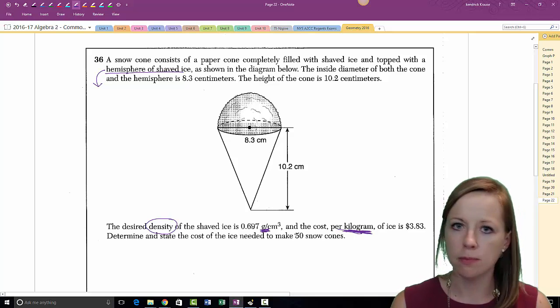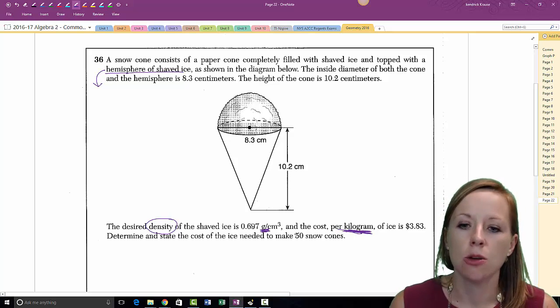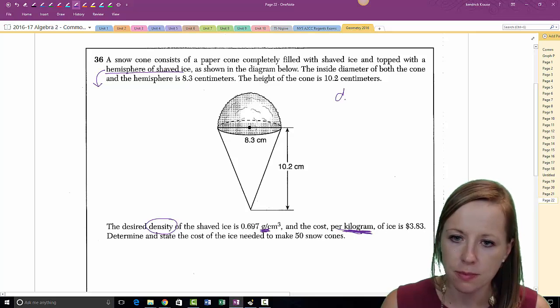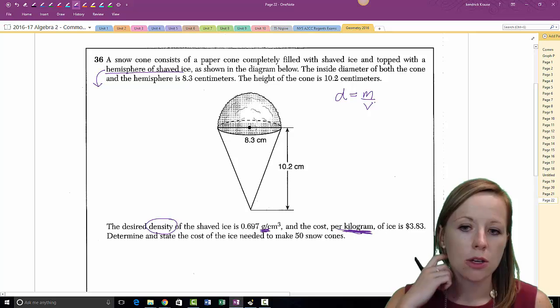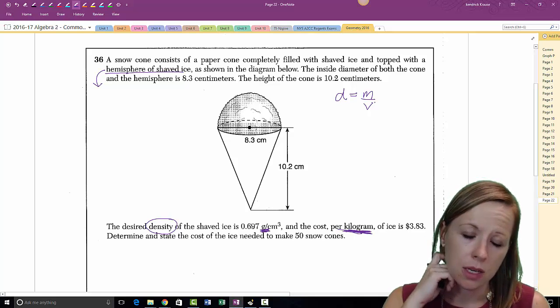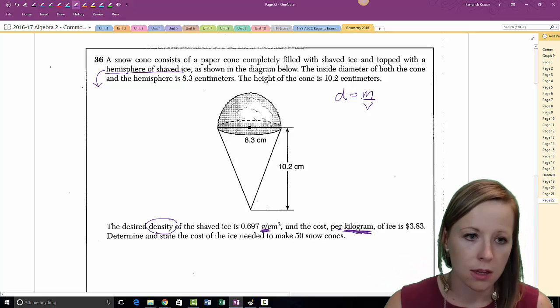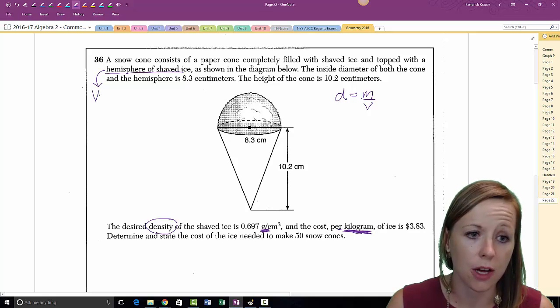Okay, when you think about this, you have to think density equals mass over volume, right? You know you're going to need the volume, so start calculating. The volume of the hemisphere is half of a sphere, so half of 4/3 pi r cubed.